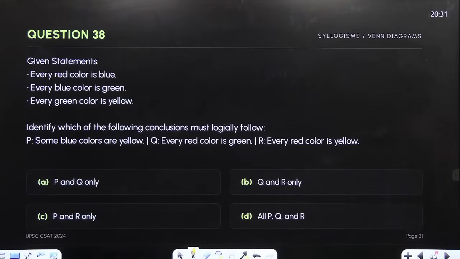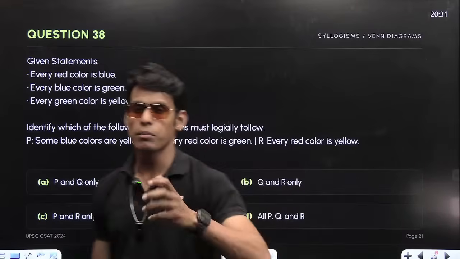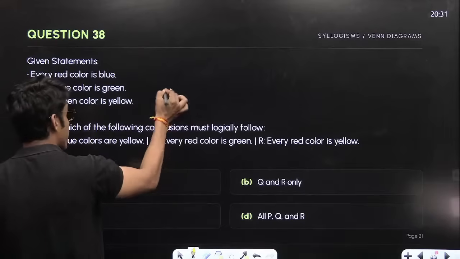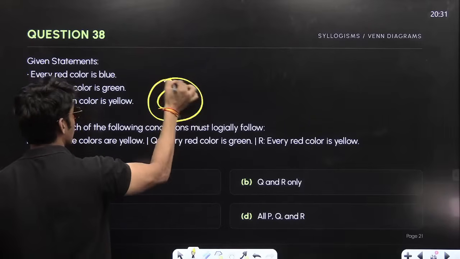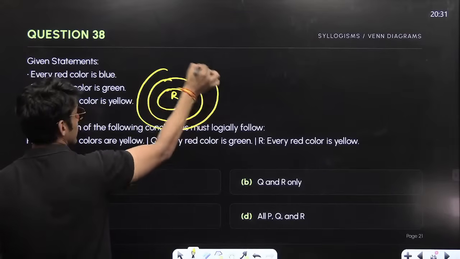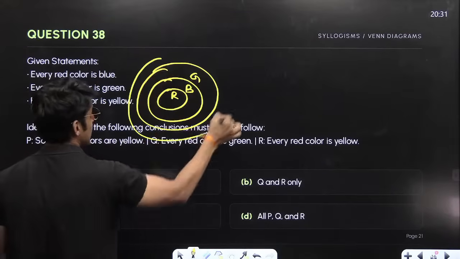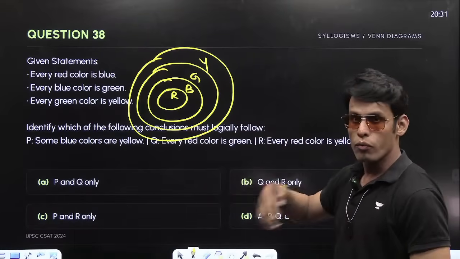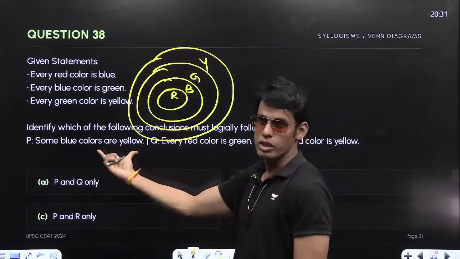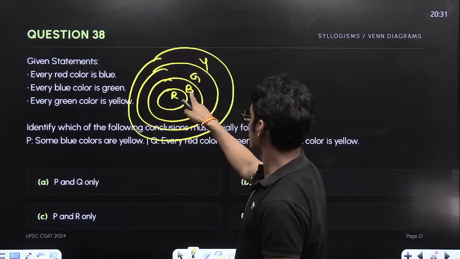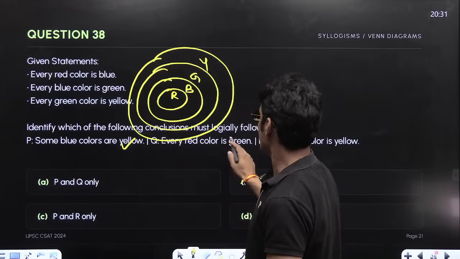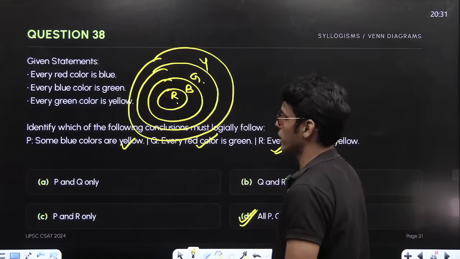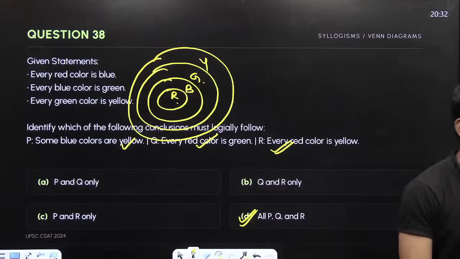This was an easy one. Now, this is something called syllogism. We represent it with Venn diagrams. Now, what is written? Every red is blue. Every blue is green. Every green is yellow, right? Now we have to pass judgment on these statements. Some blue colors are yellow. Yes. Every red color is green. Yes. Every red color is yellow. Yes. All PQR are correct in this.